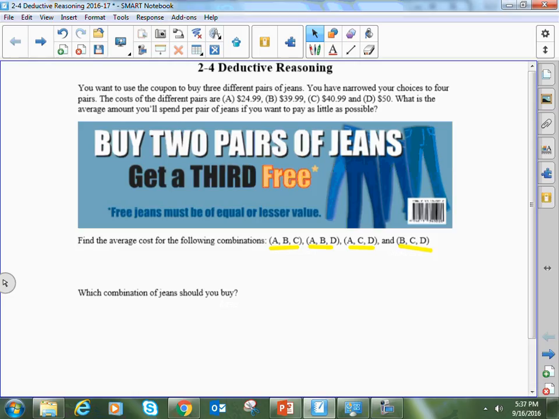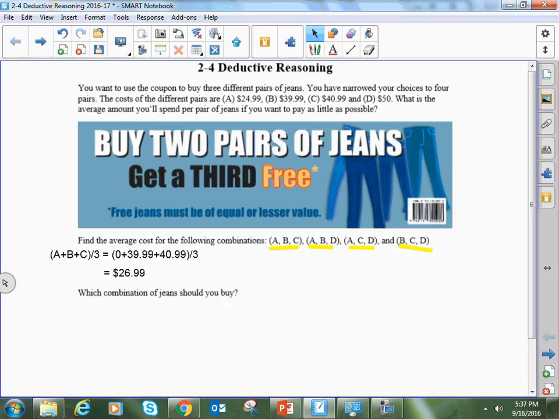Find the average cost of jeans A, B, and C, and we would have spent about $27. Because the coupon says that the third pair of equal or lesser value is free, in the combination of jeans A, B, and C, A is the cheapest one, so you don't have to pay for it. So it's 0, but you're still paying an average of all 3 jeans, so you have to include it in the average itself. So that's how we got $27.